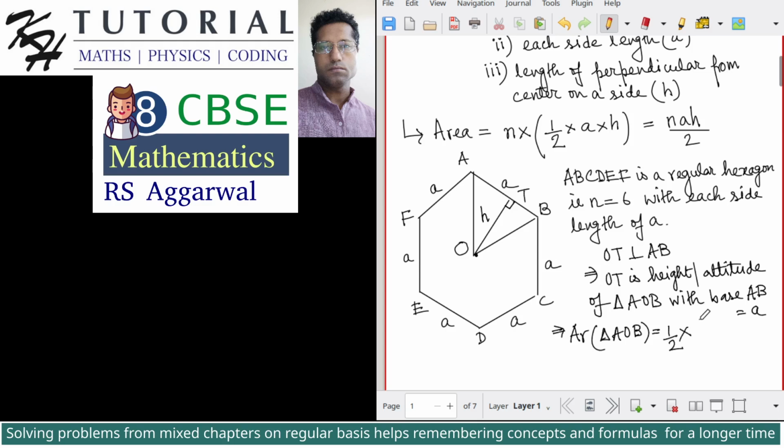So we have height, half into altitude, that is height, and AB, that is the base, which is small a. So this is the area, HA by 2, is the area of the triangle AOB. Now notice that we can create such 6 triangles if we join the center O with the other vertices.